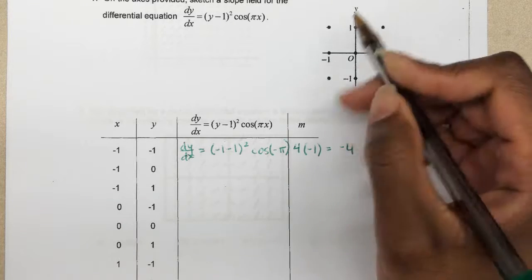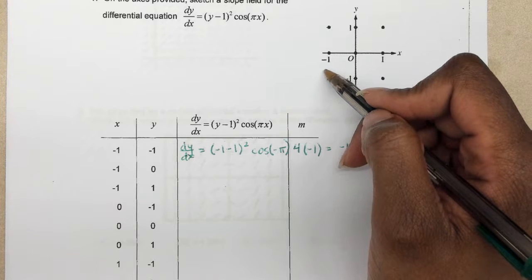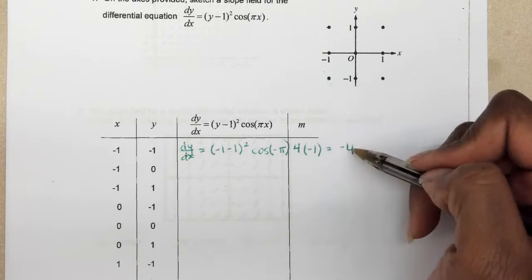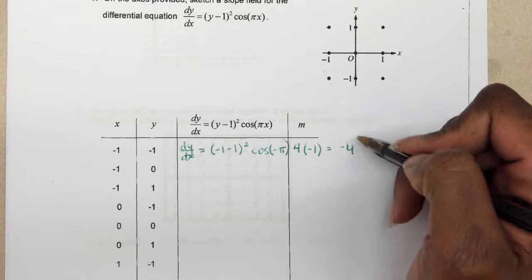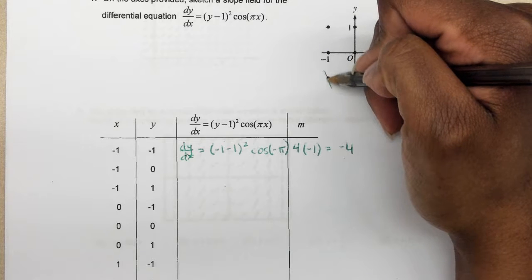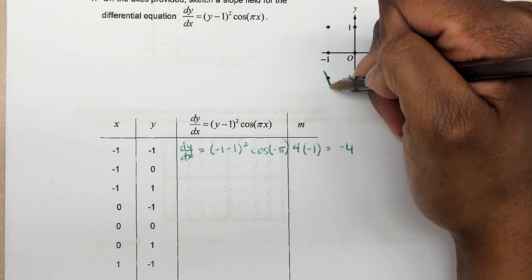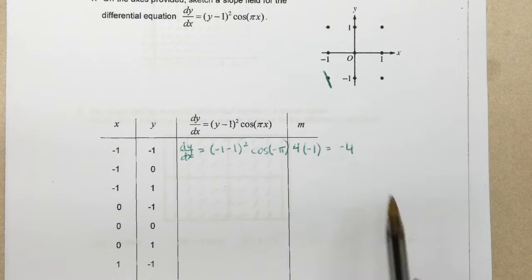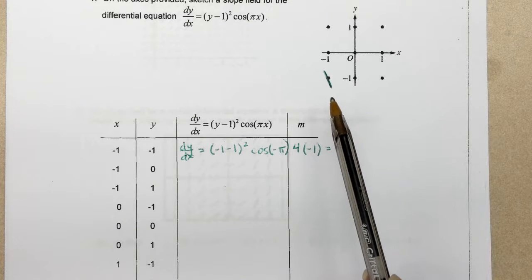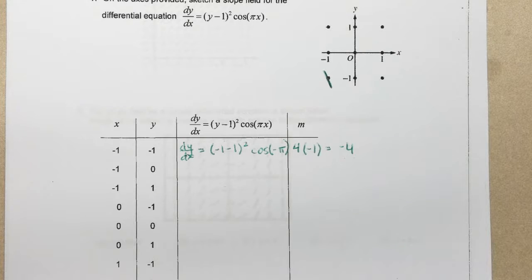Because it's negative, our slope is going to go down, so our tick mark is going to have a negative slope. And -4 is a pretty steep slope, so we're going to do our best to make the line as steep as possible without being vertical, because our slope is not undefined, it's just -4. But it's a very steep negative slope.